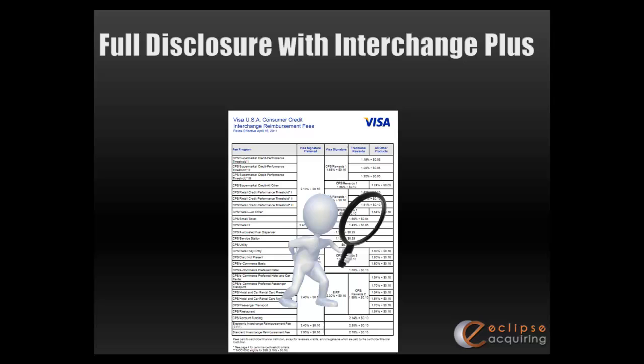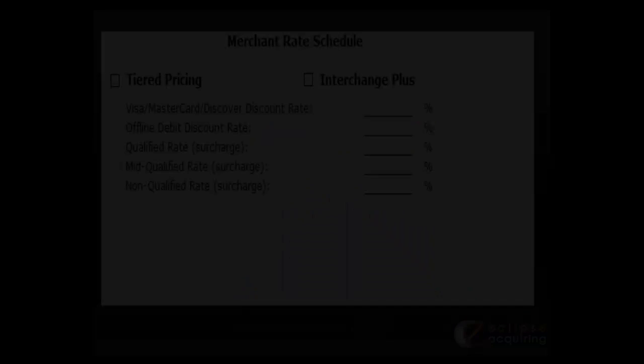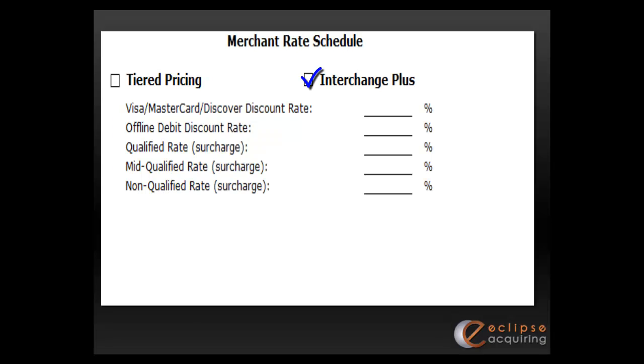With true Interchange Plus pricing, the actual costs are passed through to the merchant, and all of the costs of the processing are disclosed for the merchant to see, including interchange and the dues and assessment costs. The processor then will work with the merchant to establish the discount rate, the percent that is charged over the interchange or pass-through. Now let's look at what the difference of Interchange Plus pricing is.